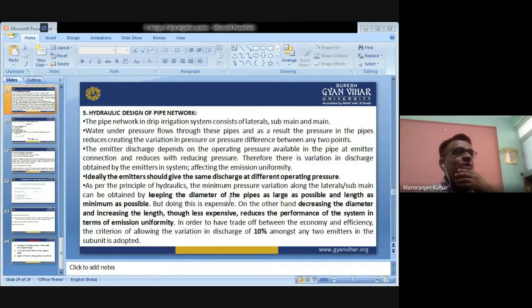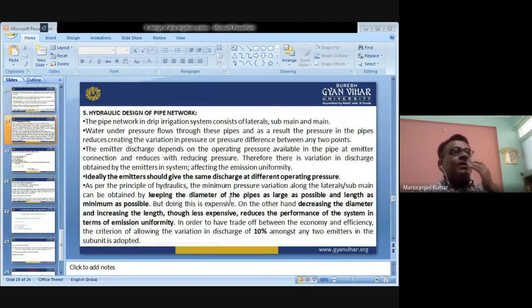Now we see the hydraulic design of the pipe network. Hydraulic design means it is related to the pressure and flow of the drip irrigation system. The pipe network in the drip irrigation system consists of mainly three pipes: one is the main line, the other is the submain line, and the third is the lateral or drip line. Water under pressure flows through these pipes, and as a result the pressure in the pipes reduces, creating a variation in pressure or pressure difference between any two points.